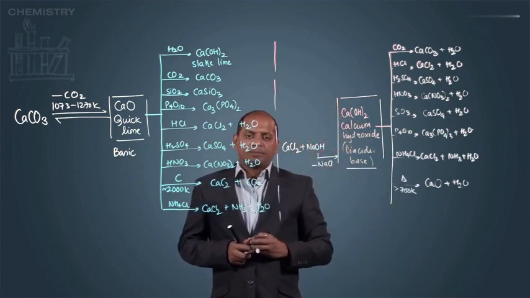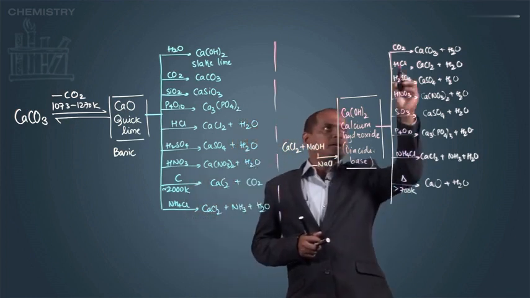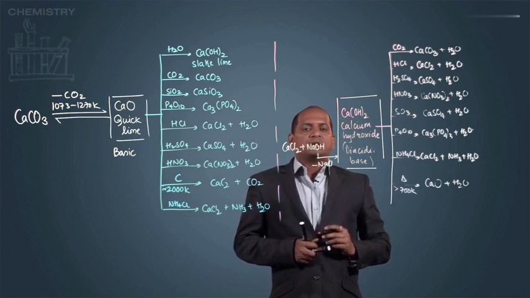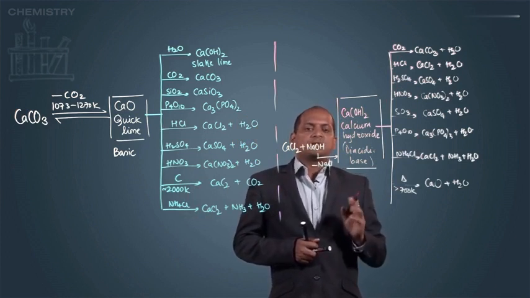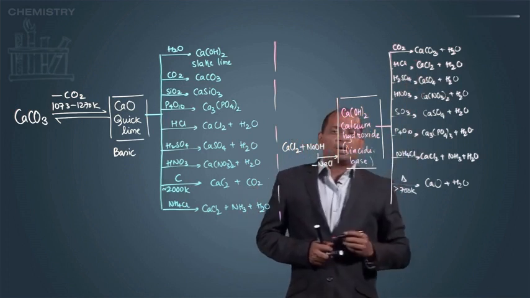lime water. When carbon dioxide is passed through it, as one of the reactions which you have seen here, that colorless solution turns milky, and it is because of the formation of calcium carbonate.